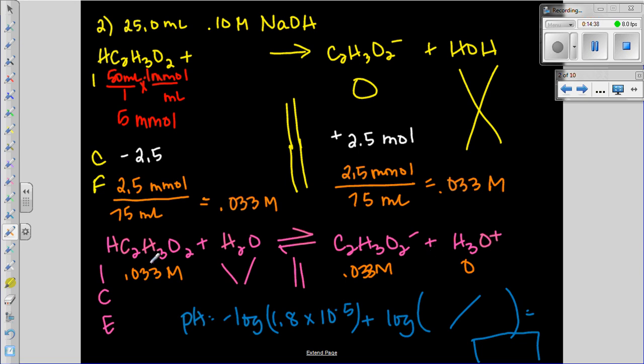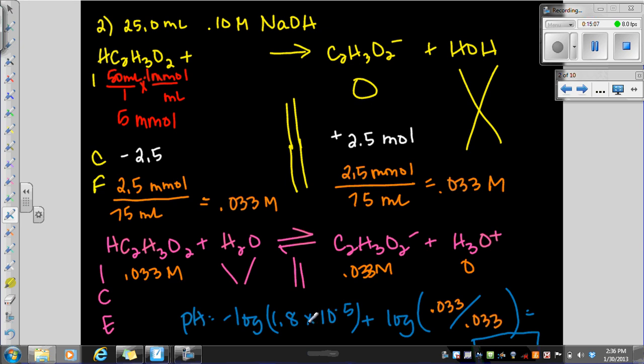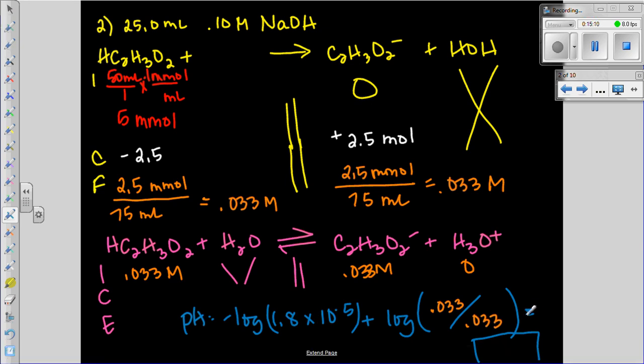Now, because I have both the weak acid and its conjugate base, I can use Henderson-Hasselbalch. Henderson-Hasselbalch has not changed in terms of the equation. All that's changed are my concentrations. So I'm going to go ahead and put those in. Well, they're the same, so my ratio is going to be 1. The log of 1 is 0. So my pH is going to be equal to the negative log of 1.8 times 10 to the negative 5th. When I solve, I get a pH of 4.74.